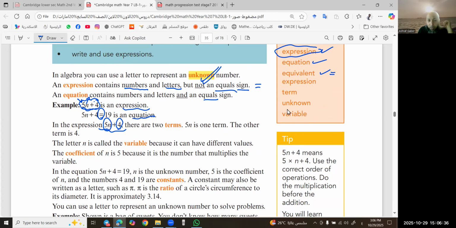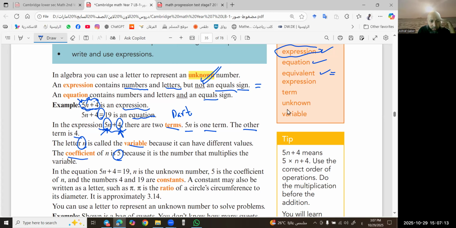Term means part. يعني this expression which is 5n plus 4 is formed from two terms. Why? This 5n is one term and this 4 is another term. Okay, so 5n is one term and the other term is 4. N is called variable or unknown. Okay, but it can have different values, and the coefficient of n is 5.